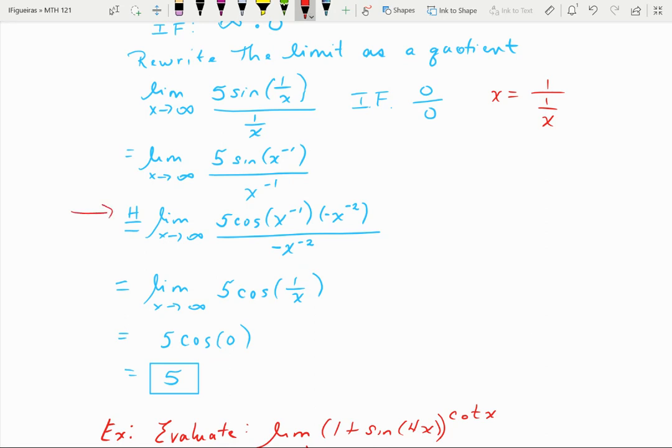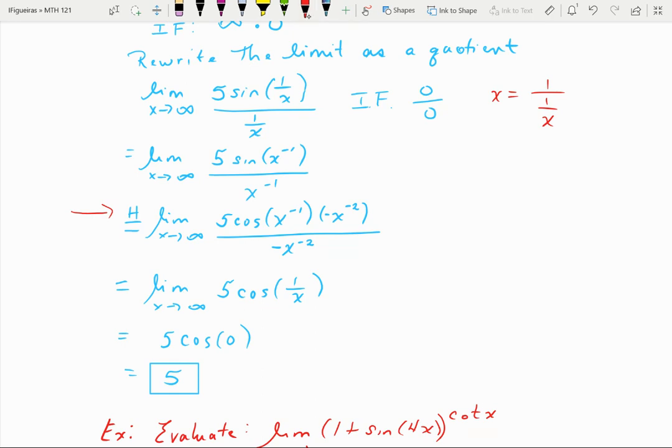To take the derivative of the numerator, you have to use chain rule. So it's 5 times the cosine of x to the negative 1 times negative x to the negative 2. So negative x to the negative 2 is the derivative of the inside of the sine function. And the derivative of the denominator is just power rule. That's also negative x to the negative 2.